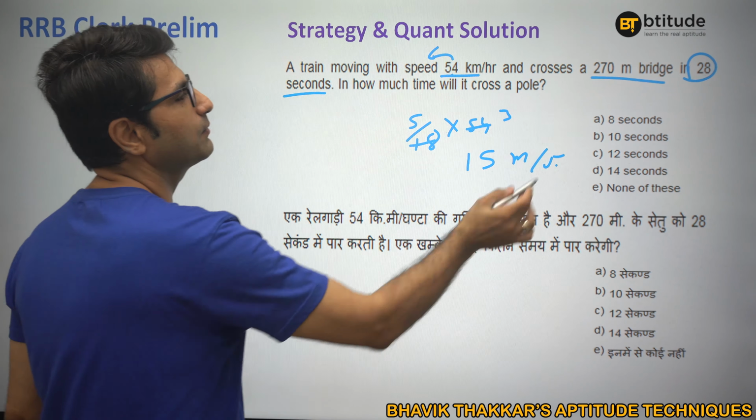150 meters is the train's own length, and that is what we are asked to cross a pole. The train crosses its own length. So for 150 meters, how much time will it take? 150 divided by 15, 10 seconds in total. That's it, right? Very easy. So if you are comfortable understanding the basics, that's about it. No difficult questions are asked here.